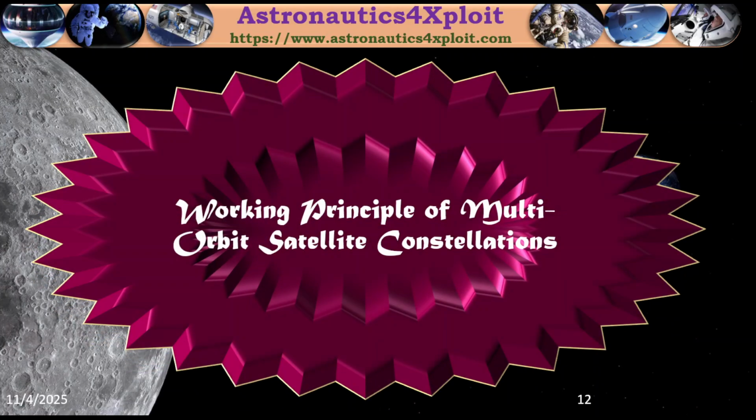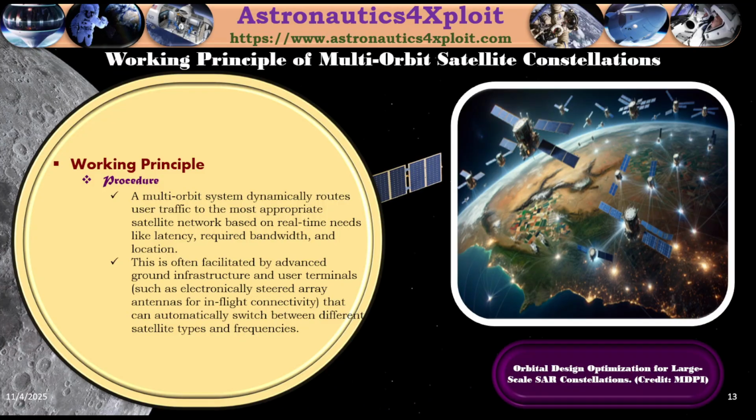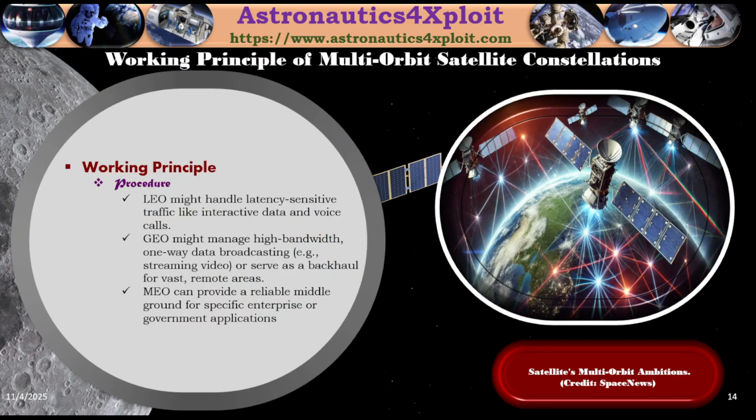Working principle of multi-orbit satellite constellation. A multi-orbit system dynamically routes user traffic to the most appropriate satellite network based on real-time needs like latency, required bandwidth, and location. This is often facilitated by advanced ground infrastructure and user terminals. Orbital design optimization for large-scale SAR constellation is shown in this picture.